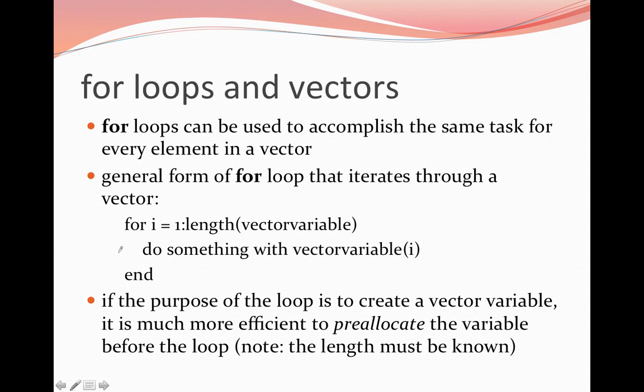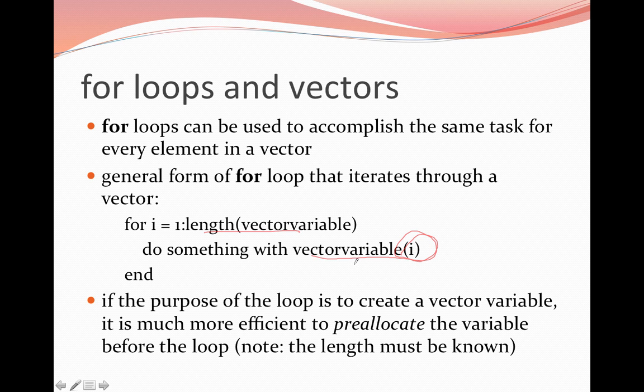A very important programming concept is using for loops with vectors. If you want to accomplish the same task for every element in a vector, you could use a for loop to loop through all of the elements. You could say something like, for i gets a value 1 to the length of your vector variable. So i is going to store the values of all of the indices from 1 to the end of the vector variable. And the action is going to be to do something with whatever your vector variable is called, sub i. That's the really important concept there, using the loop variable i to index into your vector.